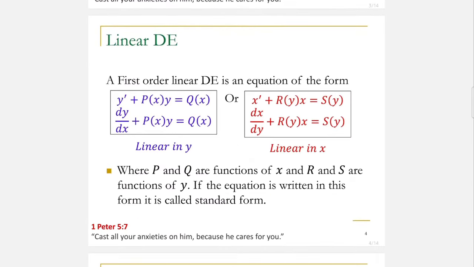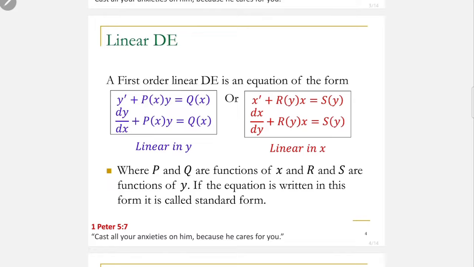A first-order linear DE is an equation of the form y prime plus p of x times y equals q of x, or x prime plus r of y times x equals s of y. There are two standard forms for linear DE, linear in y and linear in x. For linear in y, we have y prime plus p of x times y equals q of x. P of x and q of x are functions of x alone.